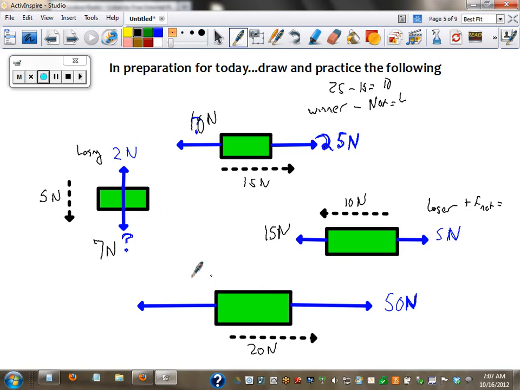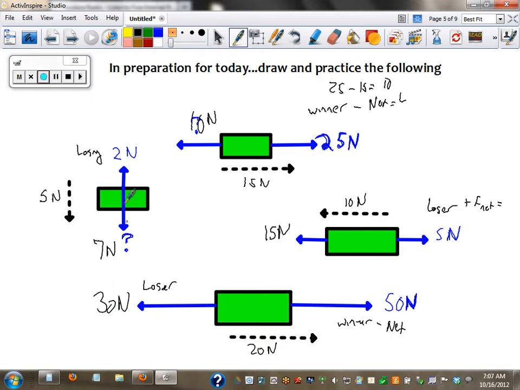Okay, we need to find the loser. This is the winner because the net force is in the same direction. So this one is 20 weaker than this. Winner minus net. So 50 minus 20 equals 30.